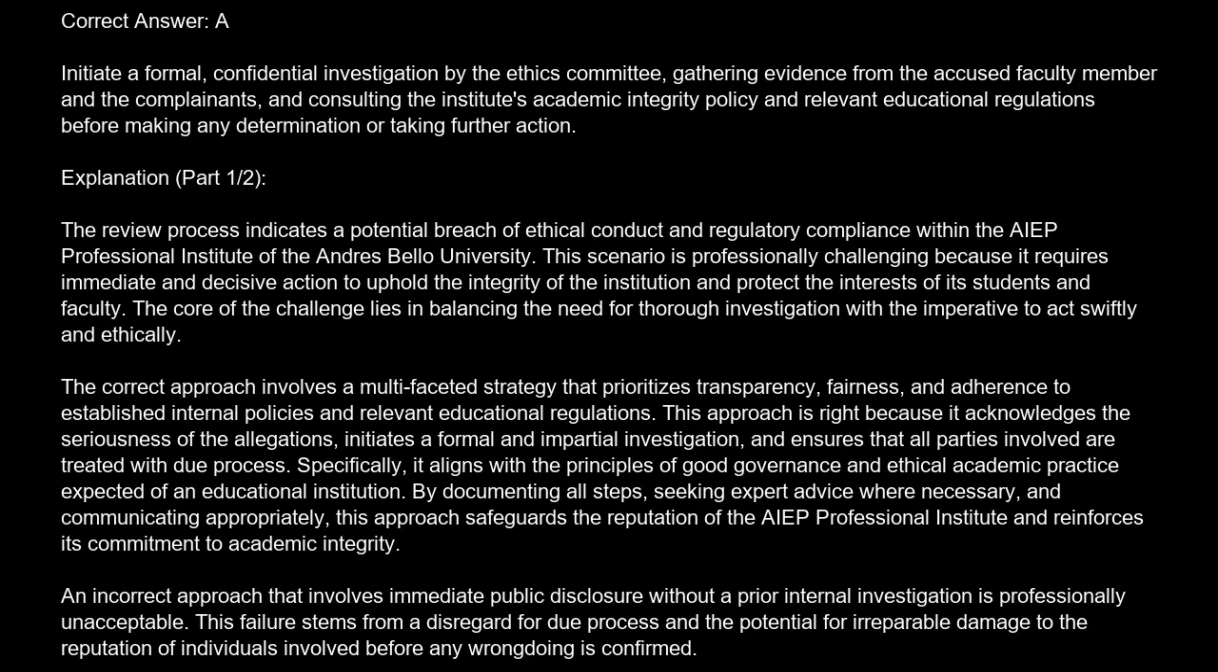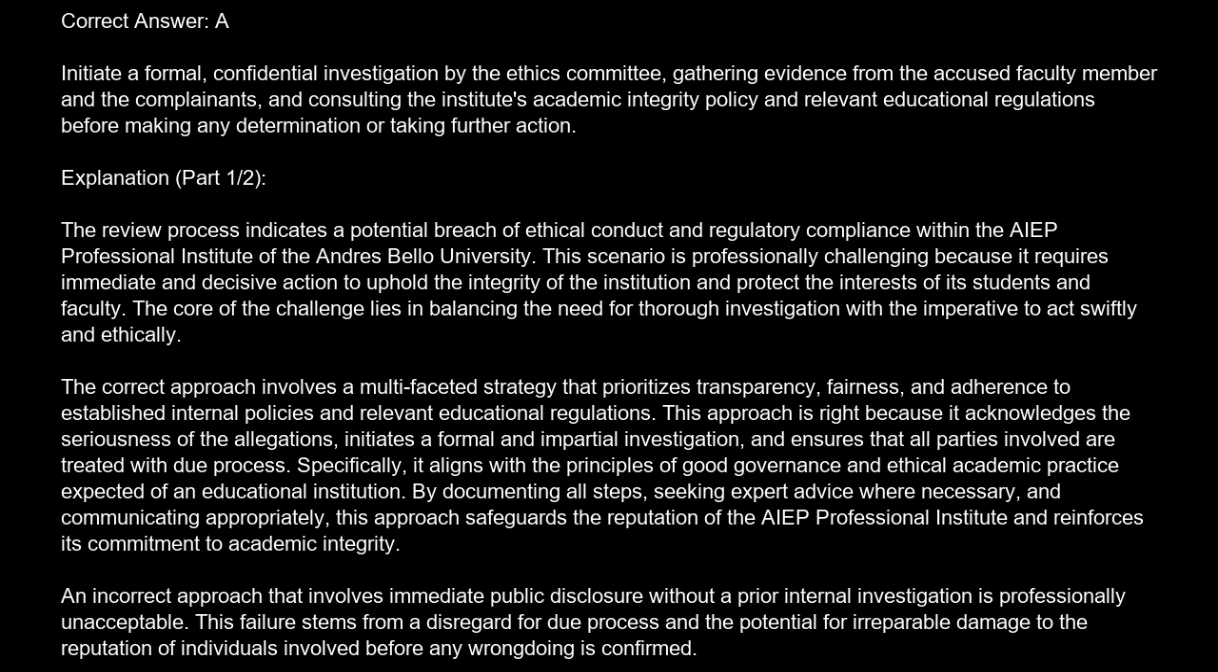Correct answer is A. Initiate a formal, confidential investigation by the Ethics Committee, gathering evidence from the accused faculty member and the complainants, and consulting the Institute's academic integrity policy and relevant educational regulations before making any determination or taking further action. Explanation. The review process indicates a potential breach of ethical conduct and regulatory compliance within the AIEP Professional Institute of the Bello University.